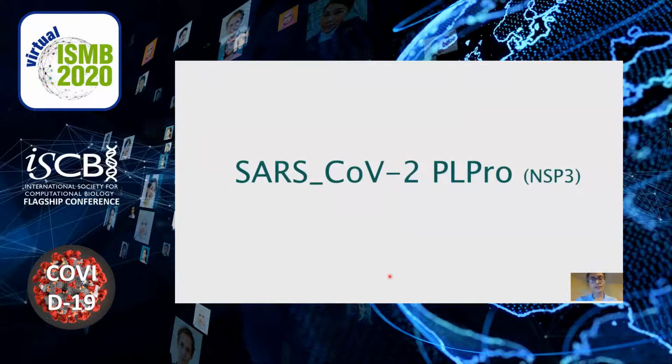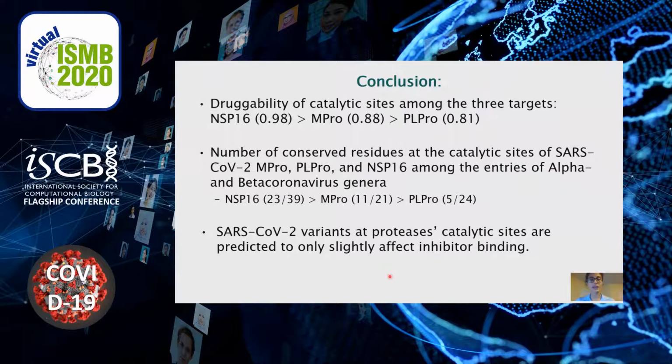A similar sequence analysis was followed for the papain-like protease and also NSP16. And here I'm just highlighting some of the important findings. NSP16 was the most druggable in terms of its catalytic site. It also had the highest number of conserved residues at its catalytic site, followed by the main protease, then the papain-like protease. The SARS-CoV-2 variants at the proteases' catalytic sites are only predicted to affect inhibitor binding slightly. We are going to continue our work by looking at more SARS-CoV-2 targets.